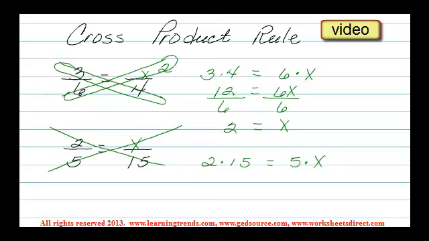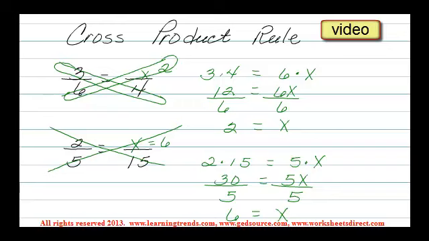2 times 15 is 30, and so 30 equals 5 times some number, or 5x. Well, we know that 5 times 6 equals 30, so x is going to be 6, but we can follow up and just divide each side by 5, and 30 divided by 5 is 6, and so x equals 6.